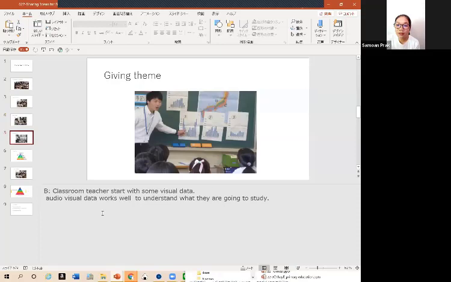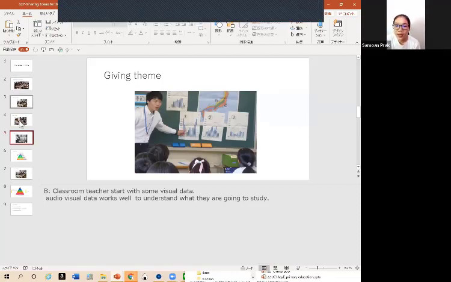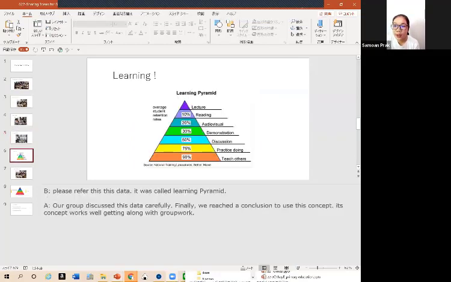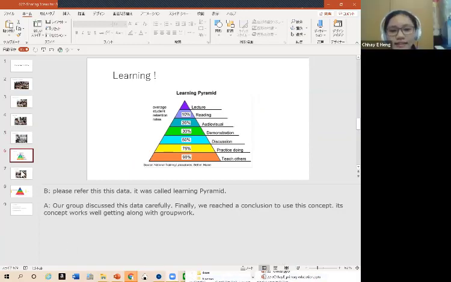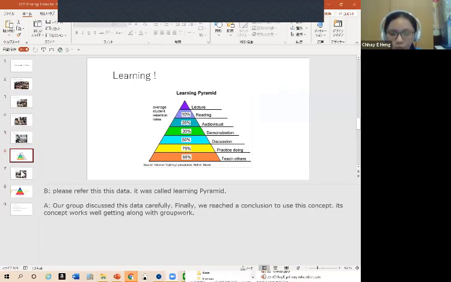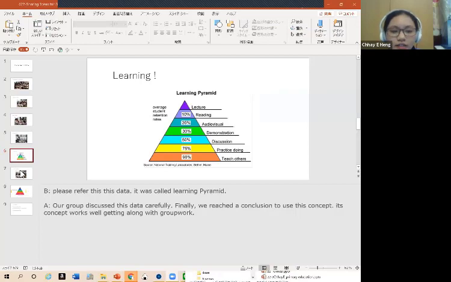The classroom teacher starts with some visual data. Audio-visual data works well to help students understand what they are going to study. Please refer to this data. It is called the learning pyramid. Our group discussed this data carefully. Finally, we reached a conclusion to use this concept. Its concept works well along with group work.